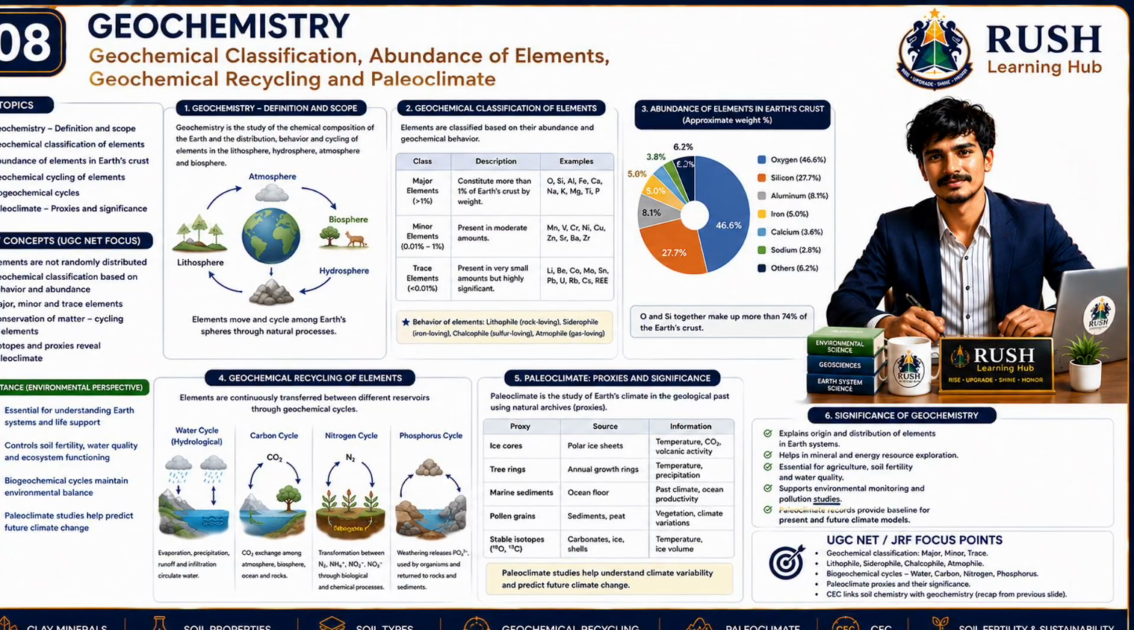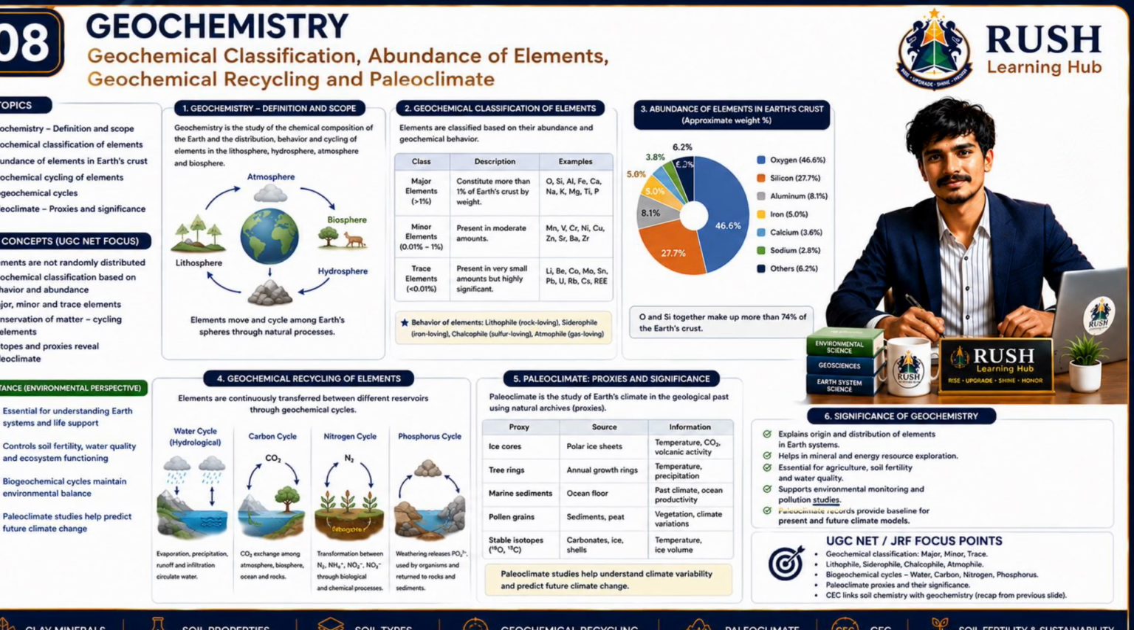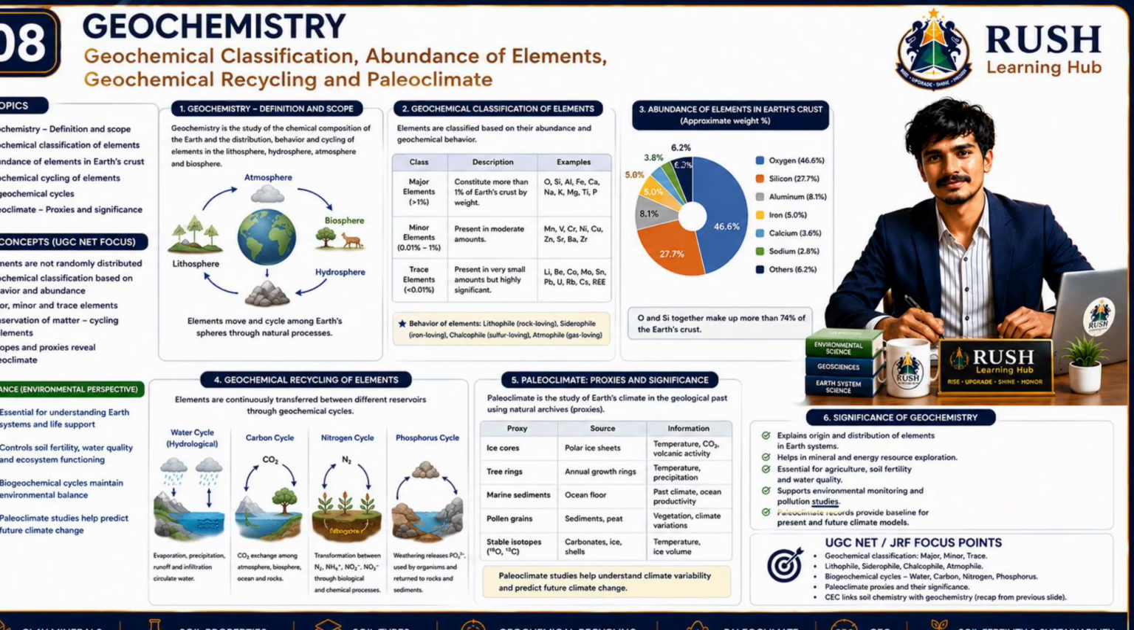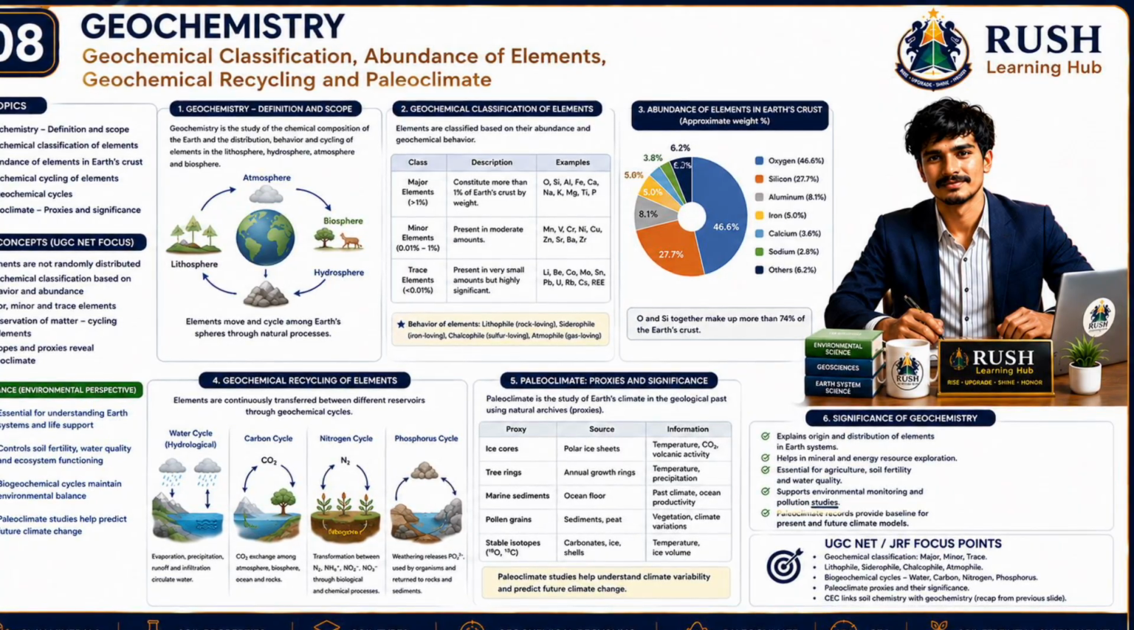The third group is chalcophile elements. Chalcophile means sulfur-loving elements. These elements combine readily with sulfur and occur mainly in sulfide minerals. Examples include copper, zinc, lead, mercury, cadmium, and silver.